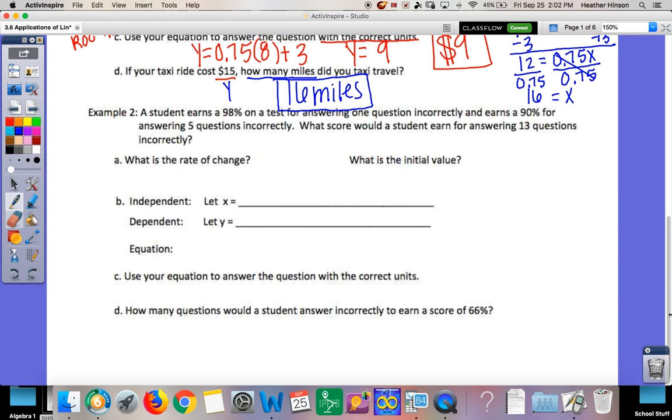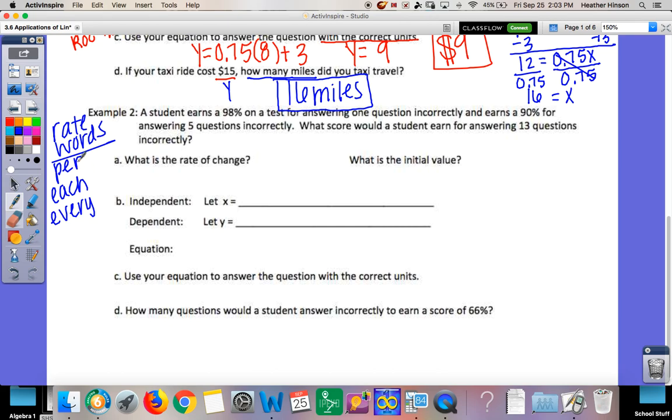A student earns 98% on a test for answering 1 question correctly and earns 90% for answering 5 questions correctly. What score would a student earn for answering 13 questions correctly? So what's the rate of change? When you want the rate of change, you look for your rate words. You look for per, each, or every. Read your sentence again and find per, each, or every.